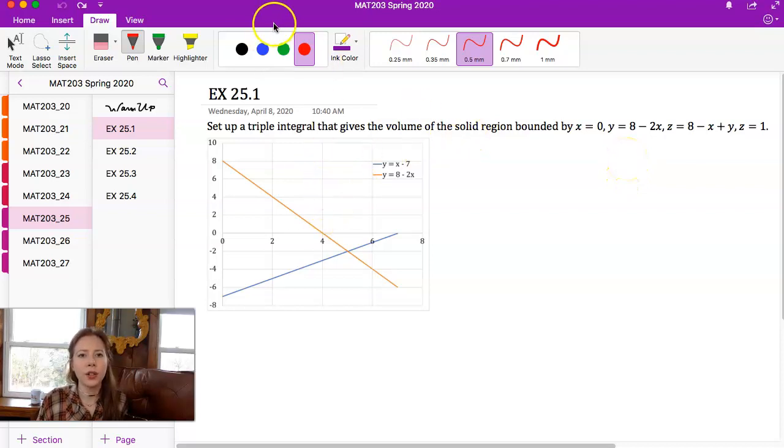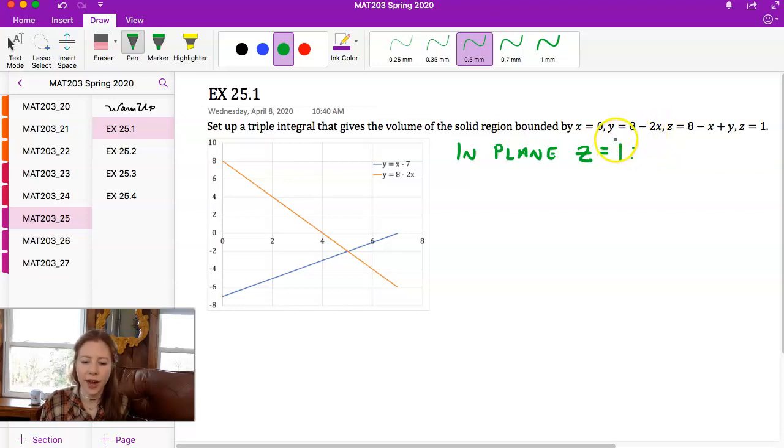So let us start by considering the plane where z equals 1. So we're going to look at the plane where z equals 1. Okay, so when z is equal to 1, looking first at z is equal to 8 minus x plus y.